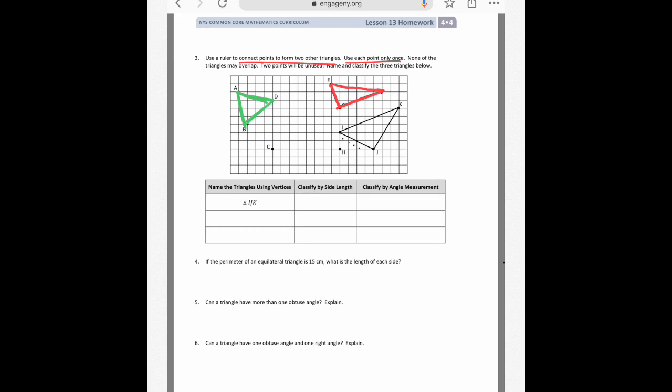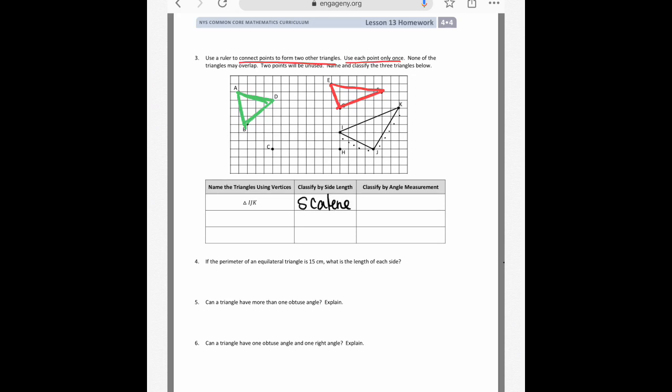And so let's see. Let's start off with I, J, K. It's kind of hard to tell if all of the sides are equal, but if I sit here and I count the grid spaces, so I see 1, 2, 3, 4, 5, 1, 2, 3. It looks like it's going to be scalene.